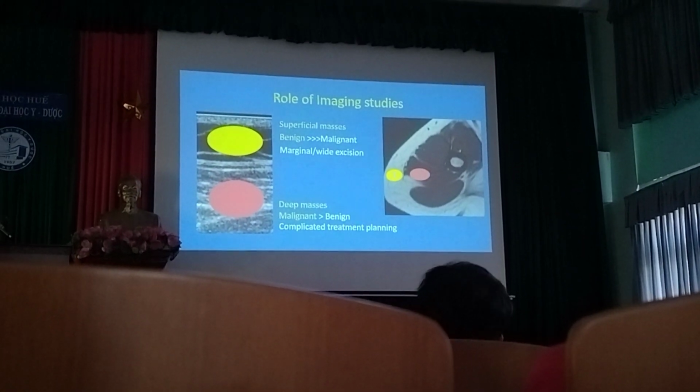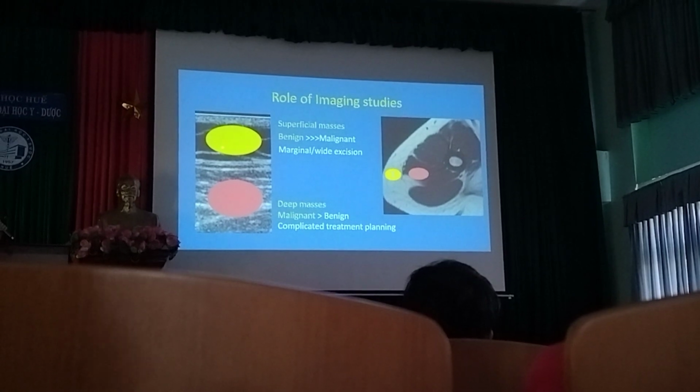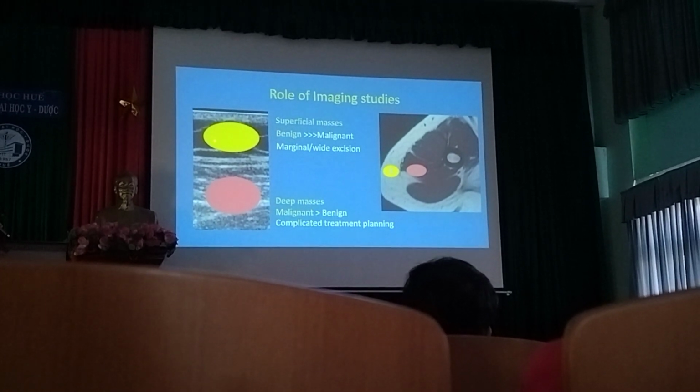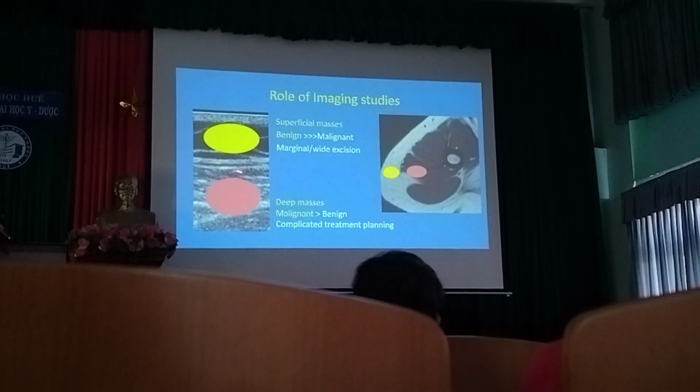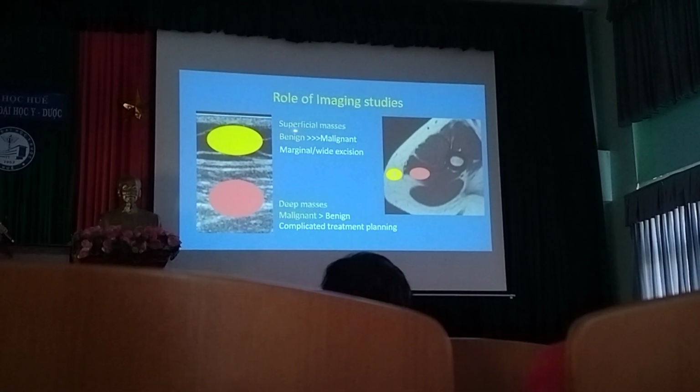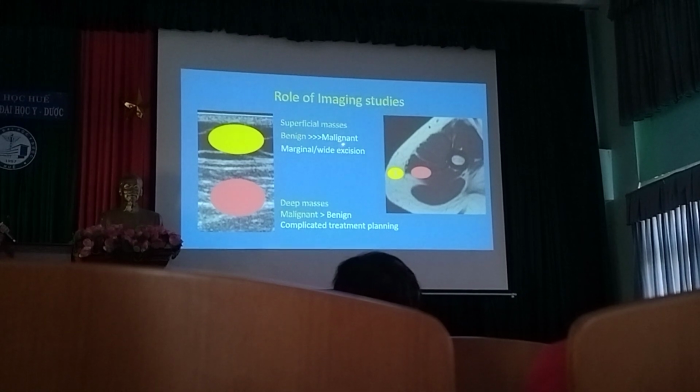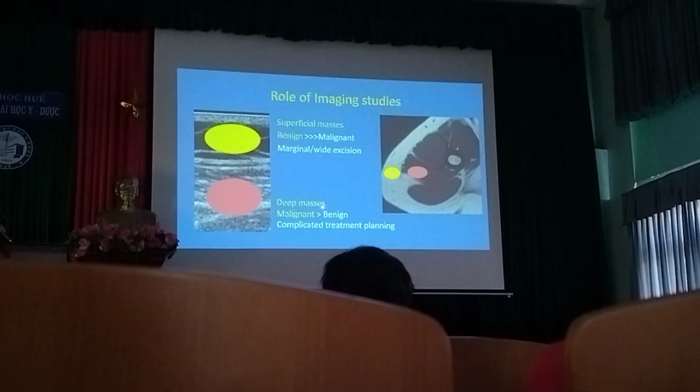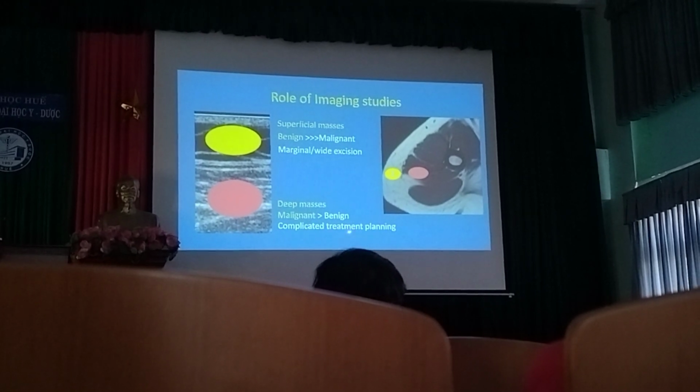The fascia is very important because we consider that anything superficial to the fascia is the superficial mass. Anything below the deep fascia is deep mass. And for superficial mass, benign is much more common than malignant. For deep mass, malignant is much more common than benign.